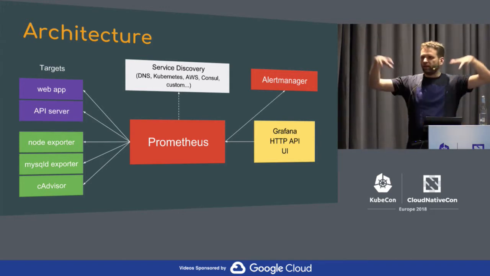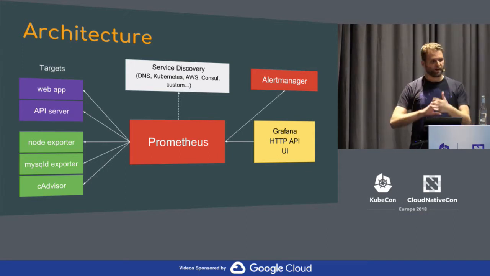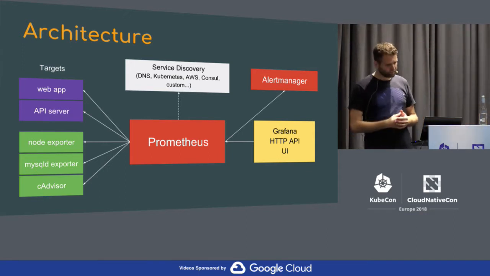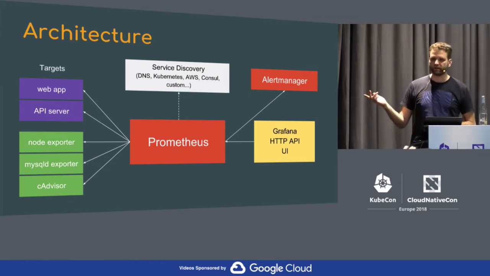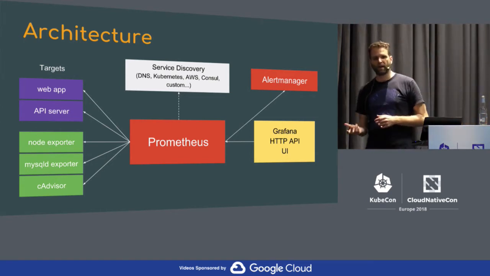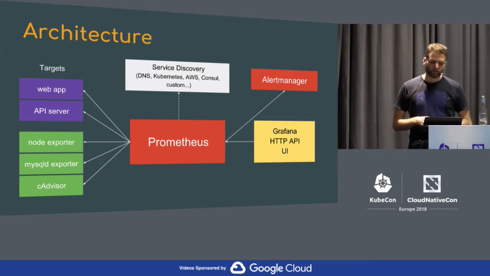You can configure these in scalable trees or other kinds of scalable architectures, but let's just start with a single one. You configure that Prometheus server to fetch metrics over HTTP in a format that we define. And the metrics can really come from any kind of thing that can serve metrics over HTTP.